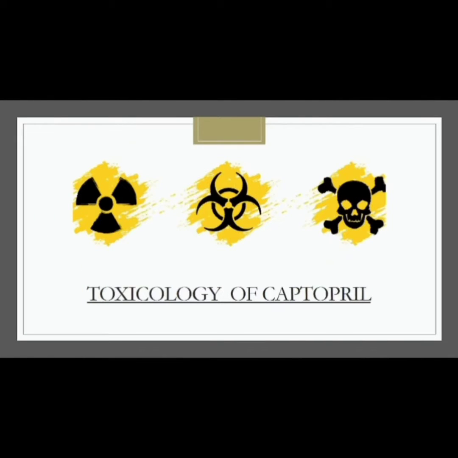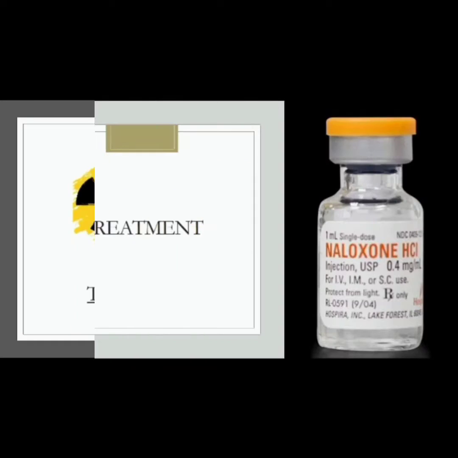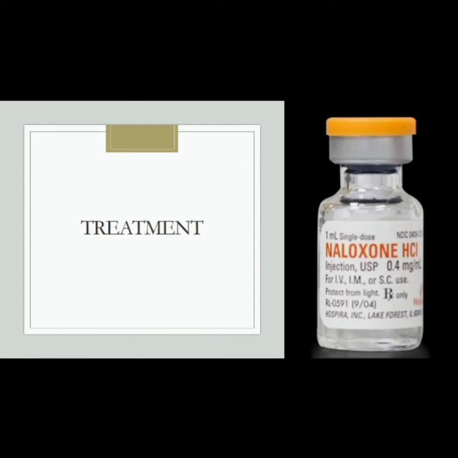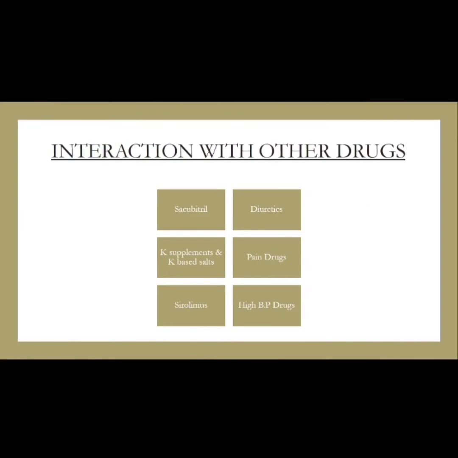Next is the toxicology of captopril. We normally say that if the dose of captopril exceeds 450 mg per day, it is the toxic dose, and it can cause hyperkalemia and hypotension in the patients. Now, what is the treatment? Naloxone is an opioid antagonist which is considered as the antidote of captopril, and it blocks or reverses the action of captopril.